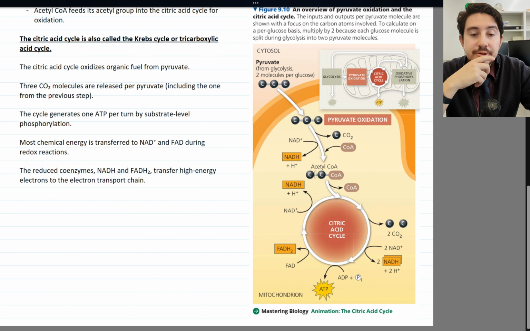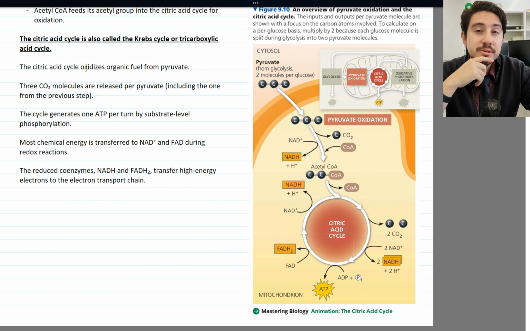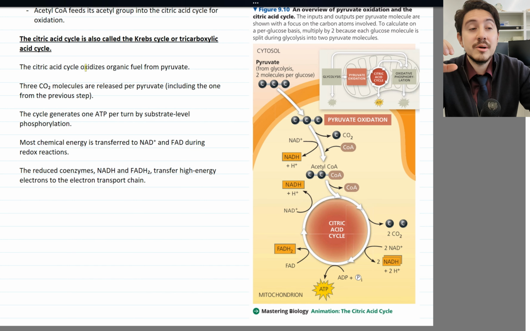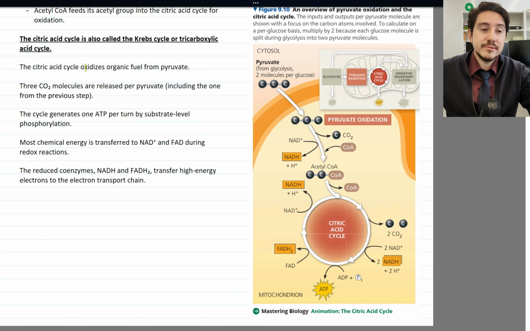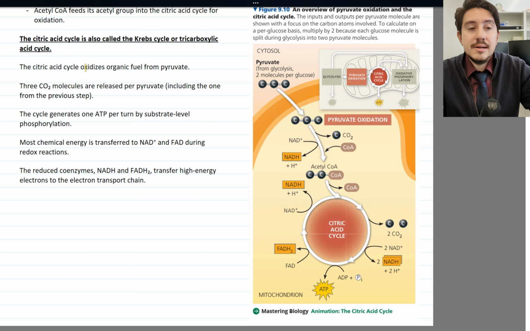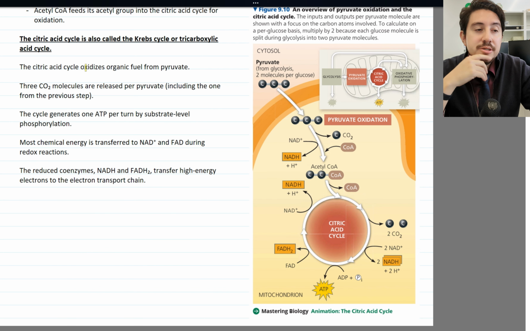This is a general representation of what is happening here in the citric acid cycle. Depending on your textbooks, depending on tests and things like that, note that it could also be called the Krebs cycle or the tricarboxylic acid cycle. So if you see these terms, make sure you're familiar with them.